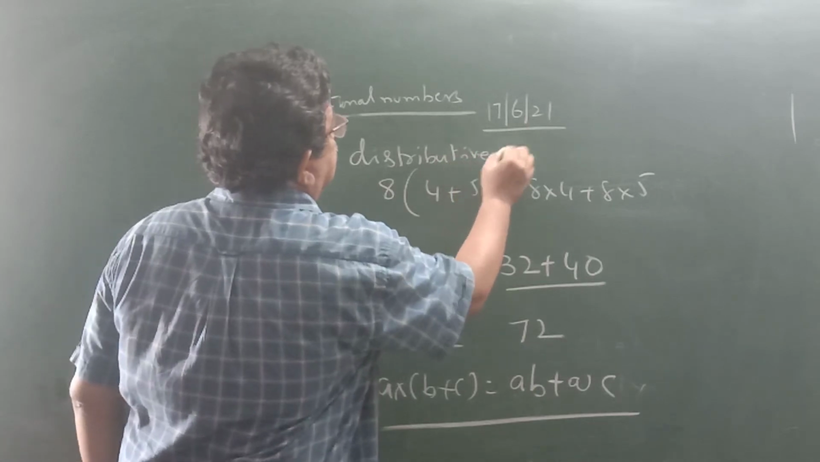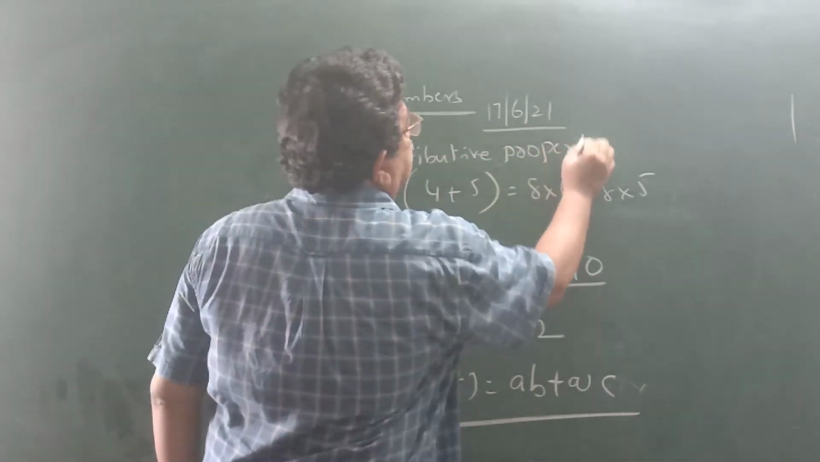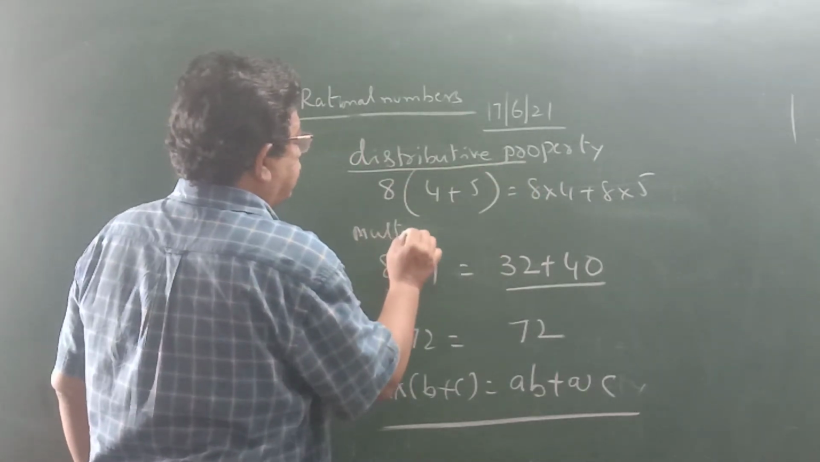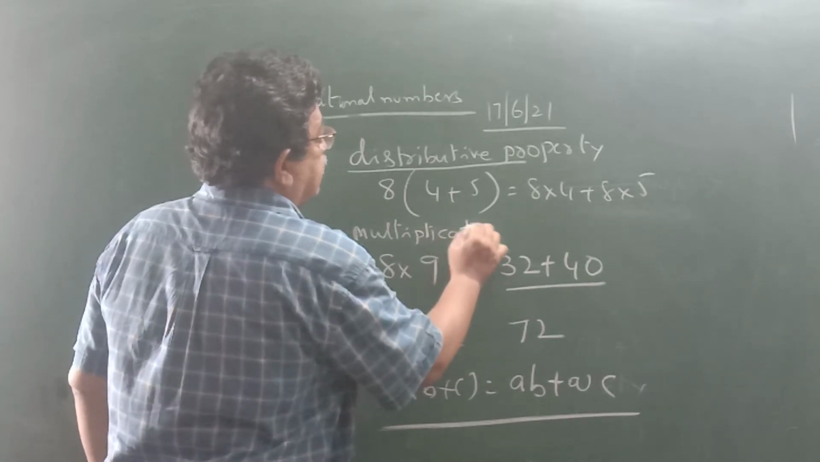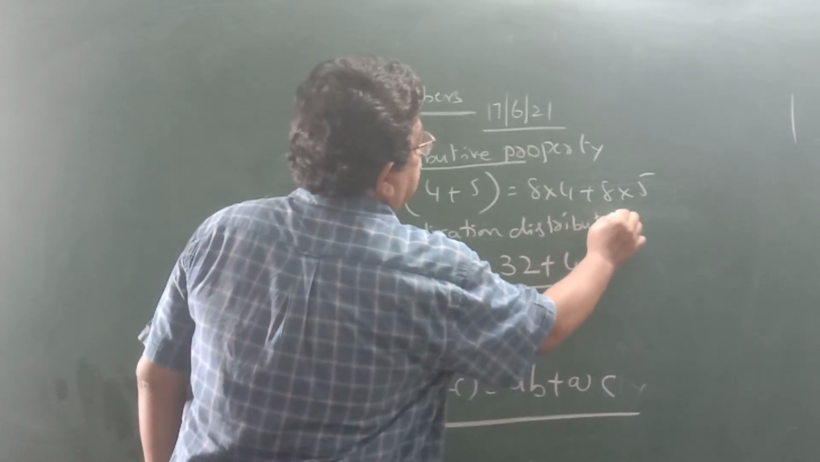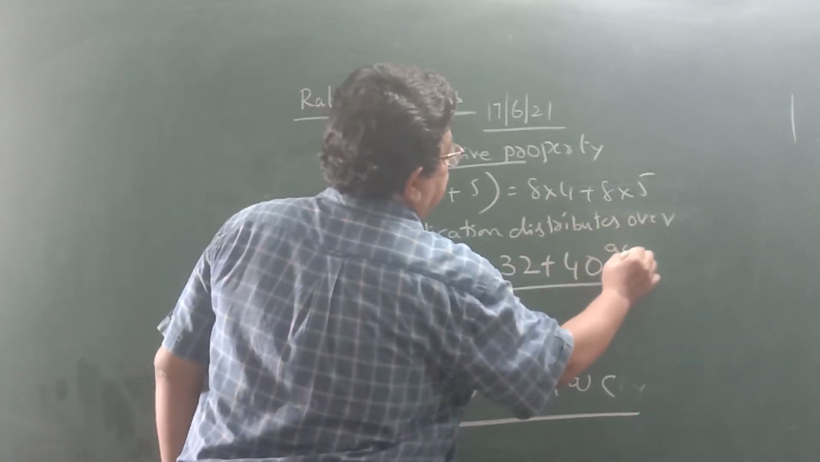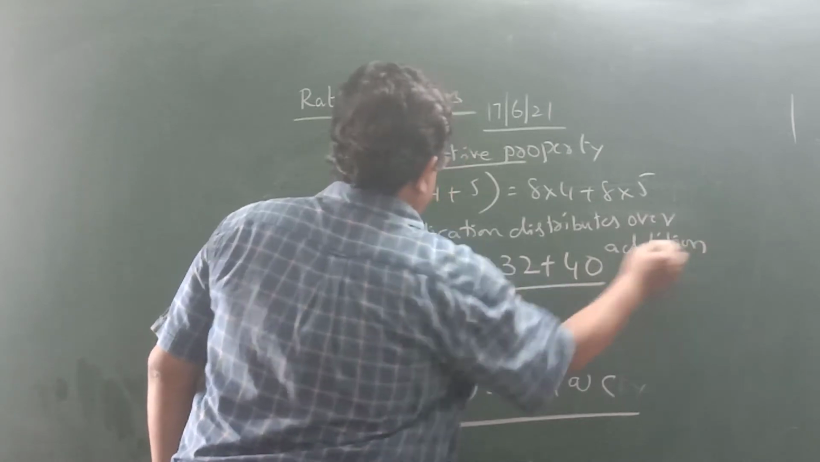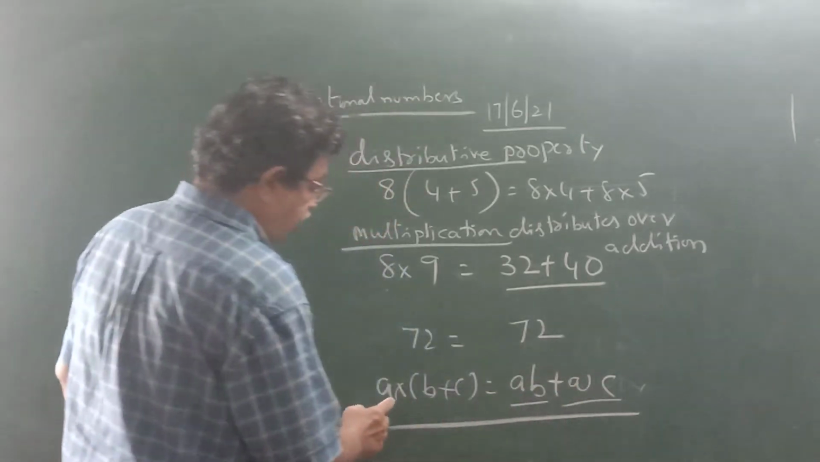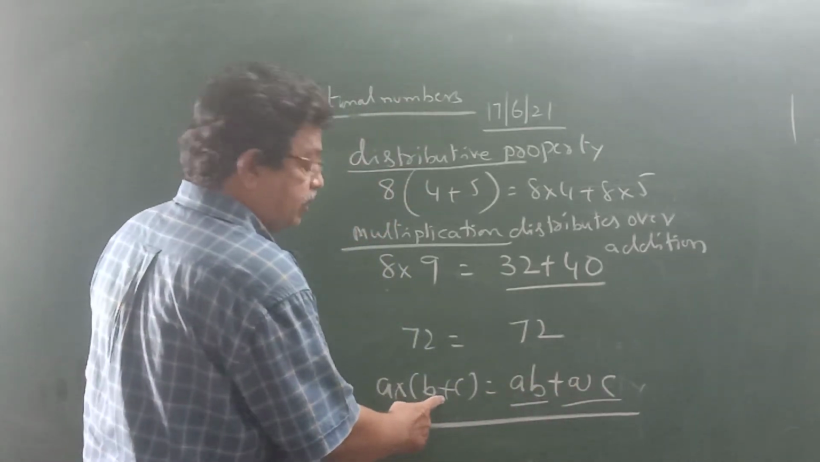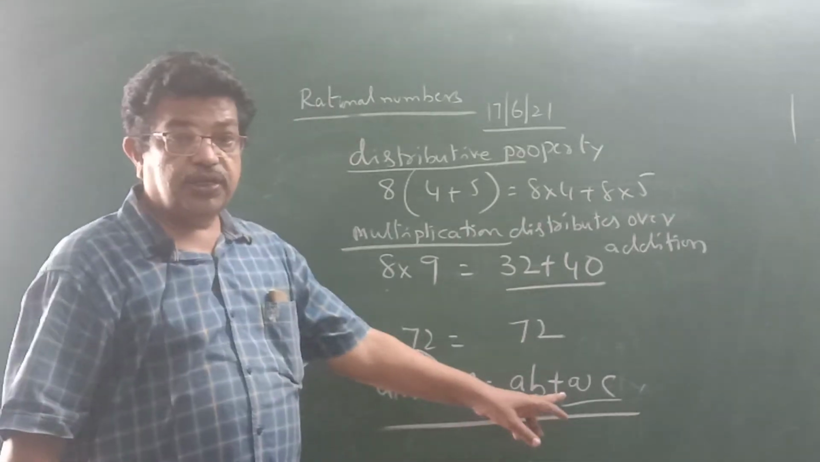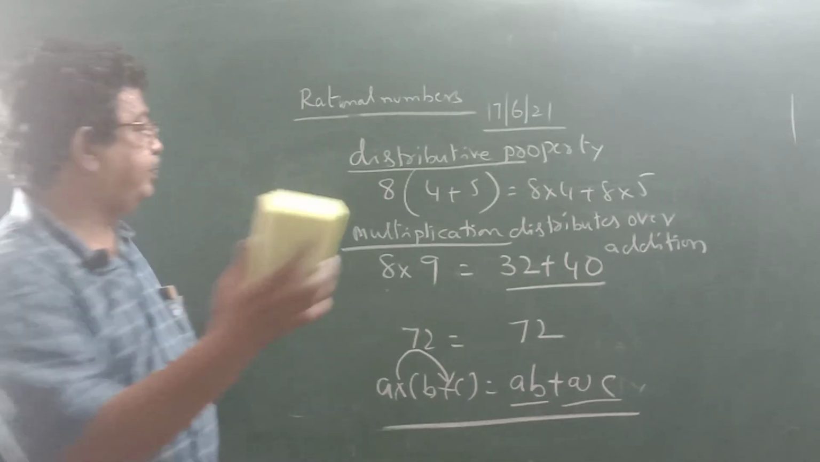Distributive property. Whenever you observe distributive property, multiplication distributes over addition. That is, A into B plus C is equal to A into B plus A into C. First you have multiplication, then you have addition. That is why it is multiplication that distributes over addition. A into B plus C is equal to AB plus AC.